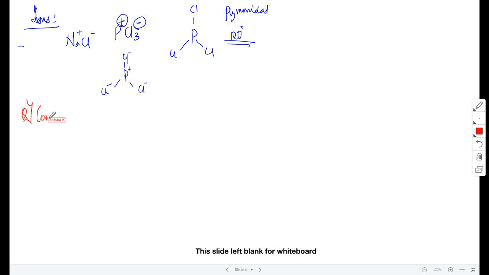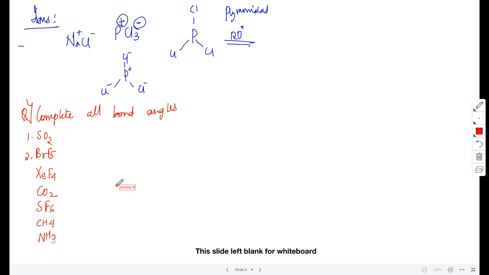Now the first question is to complete all bond angles. That will be SO2. Some may be repetitive of what we have done, so just have a view and try drawing them, okay?